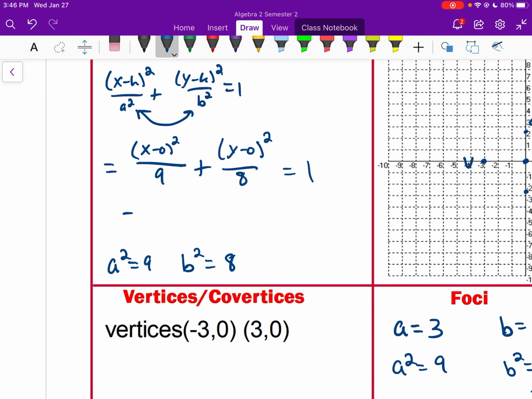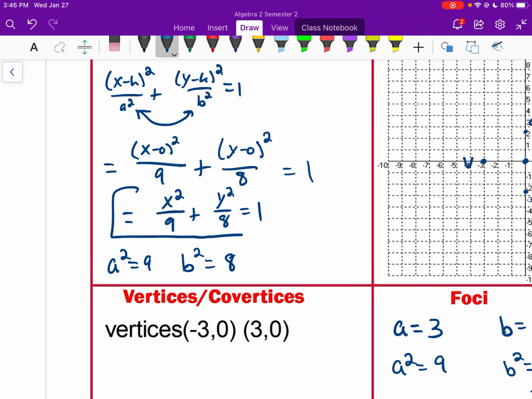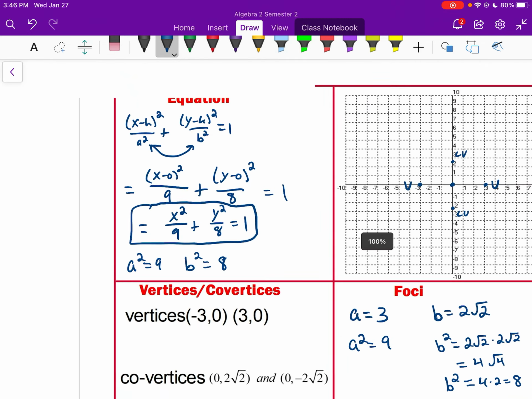Now, I don't want us to leave it that way. X minus 0 squared, that's just going to be x squared. Y minus 0 squared, that's just going to be y squared. And it's set equal to 1. So when it comes to writing the equations, what it comes down to is finding your center, finding your a squared, finding your b squared.